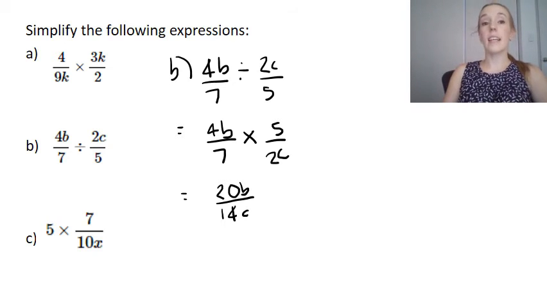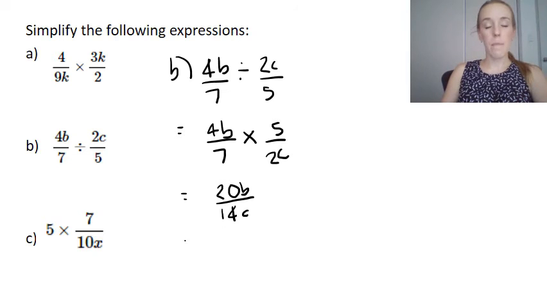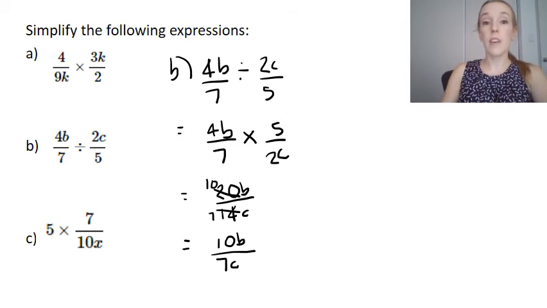Now we can simplify further because we've got 20 and we've got 14. So we can divide both of those by 2. So 20 divided by 2 is going to give us 10. 14 divided by 2 is going to give us 7. So that leaves us with 10b over 7c. And that would be our simplified answer for that one.